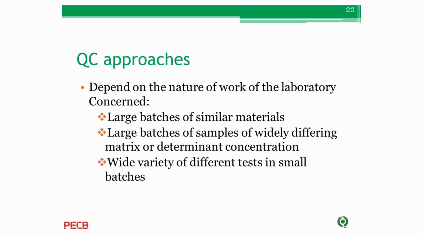The second one, large batches of samples with widely different matrices, different samples. Okay, these are the second-party laboratories. Sometimes it's a very difficult job for these laboratories to plan for their quality control because the samples are different in nature, and the approach that we should consider for QC planning should be a mixture of time and sample type. And the last one is a wide variety of different tests in small batches. Usually we recommend these laboratories to have quality control before every test in order to be assured about the quality of their results.